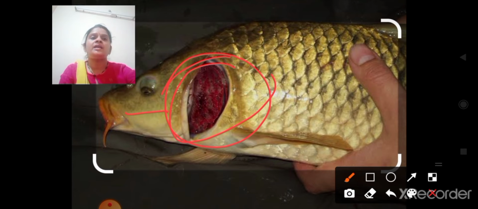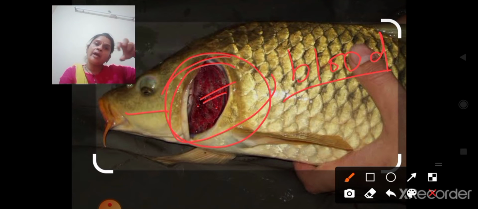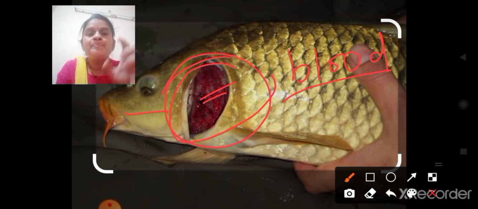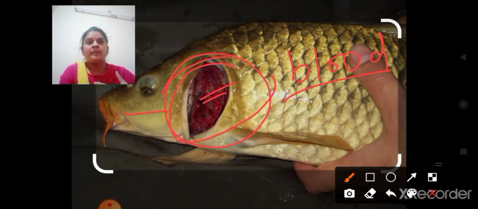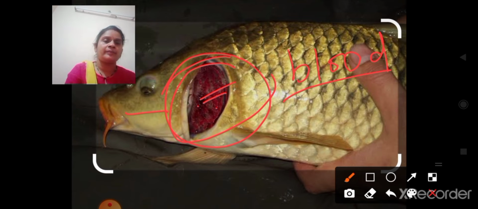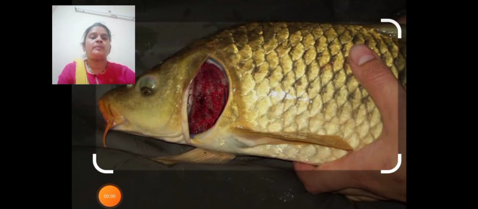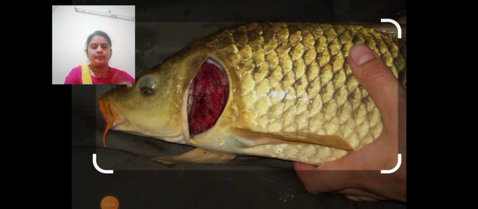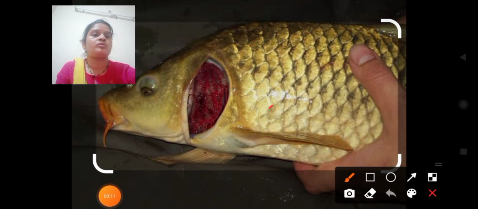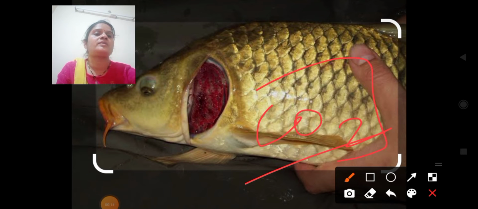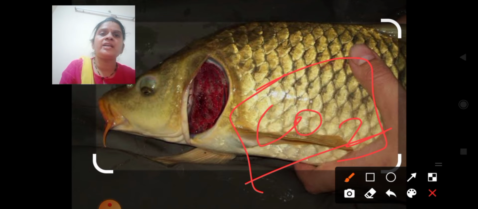And the red color you are seeing here, these are the blood vessels, blood capillaries you can say. They absorb the oxygen present in the water. And then they carry this oxygen to the site of respiration, where respiration takes place, and use up the oxygen dissolved in the water with the help of gills. After respiration, the byproduct which is formed, carbon dioxide, is released out. This is how respiration takes place in the fishes.